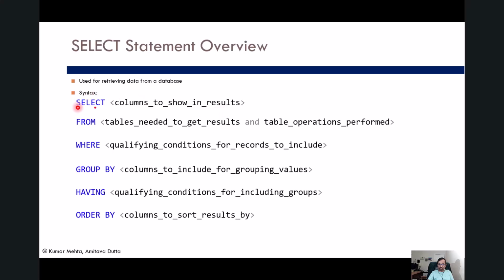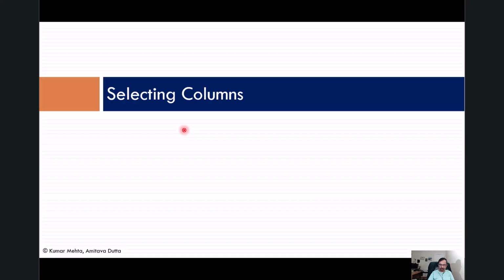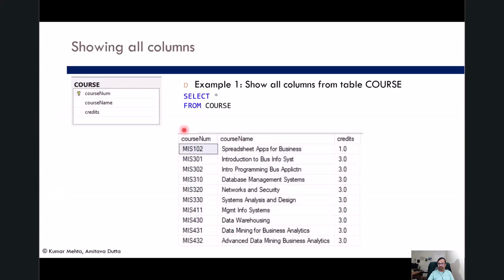After the word select, you list the columns that you want to see. Then you follow that with the word from, and you list the table or tables from which the extraction is being done. So to go back to our example, what we are telling the database management system is the star is a shorthand for the names of the columns. Okay, so I'm saying select all the columns from the table course.